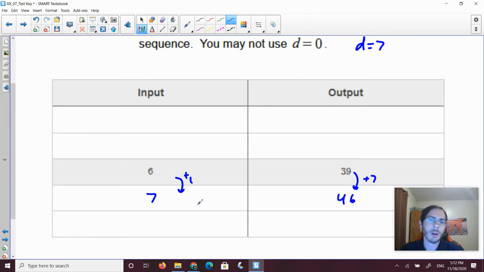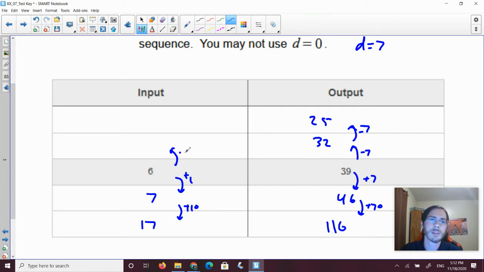I don't have to go by 1. If I want, I can go up another 10. I can go as far as I want in my sequence, so this would take me all the way to 17. But then if I wanted to, I would do plus 70 instead of plus 7, so 116. Or if I want, I can just keep going back by 1. That's okay. I can do minus 7, so 32. 32 minus 7 would be 25. Minus 1, so 5 and 4.